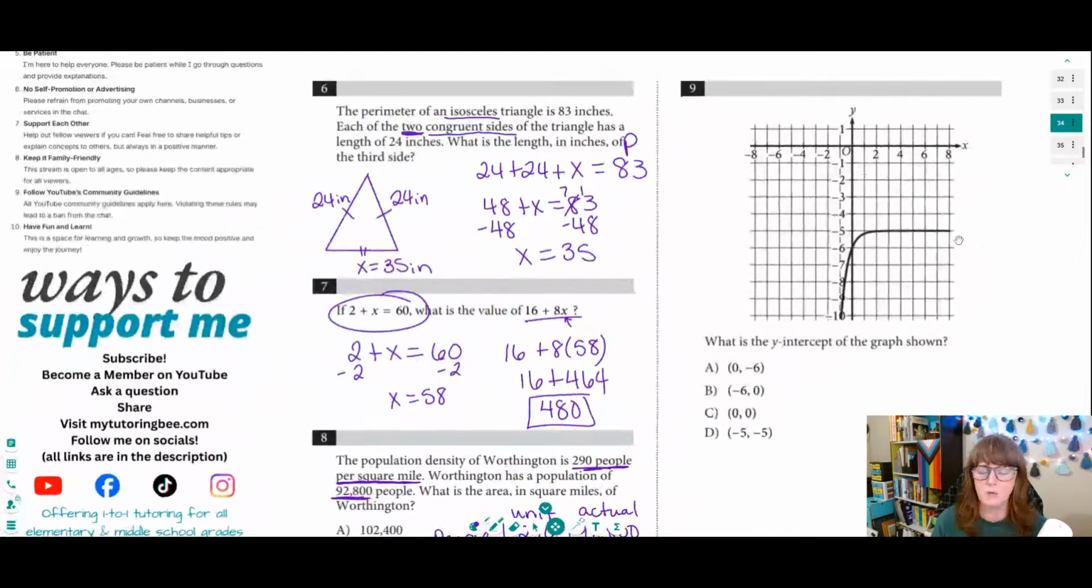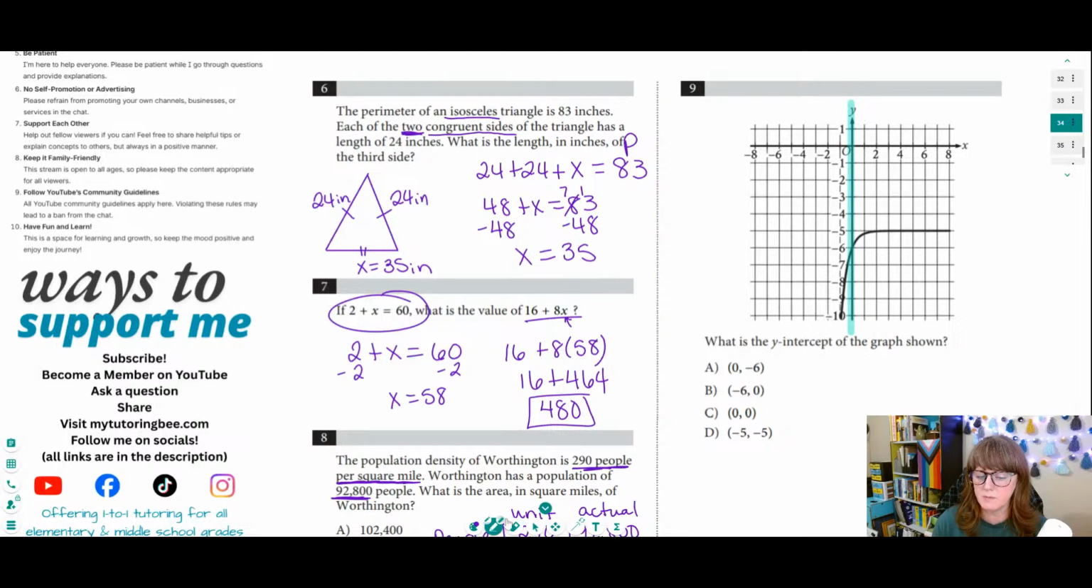All right, last one on the PSAT, and then we're going to move on to SAT. So in this one, what is the y-intercept of the graph shown? So we've got a graph here. Our y-axis is this vertical axis right here.